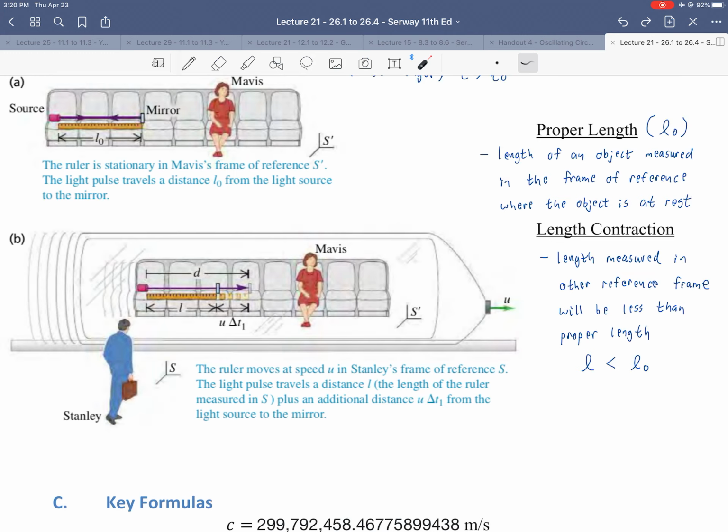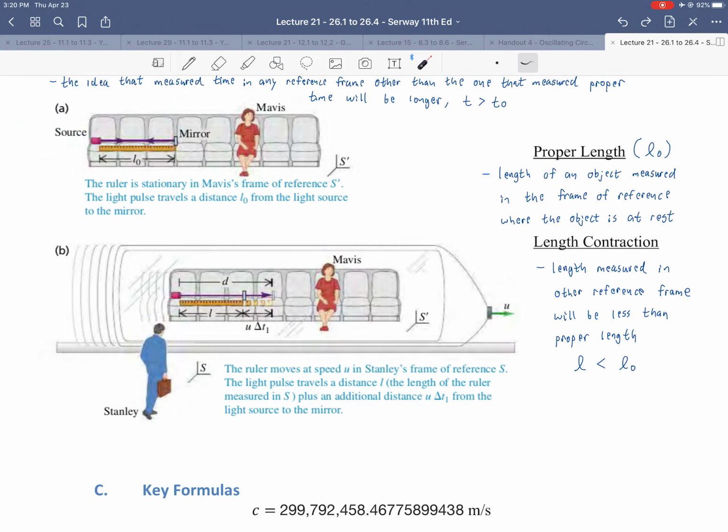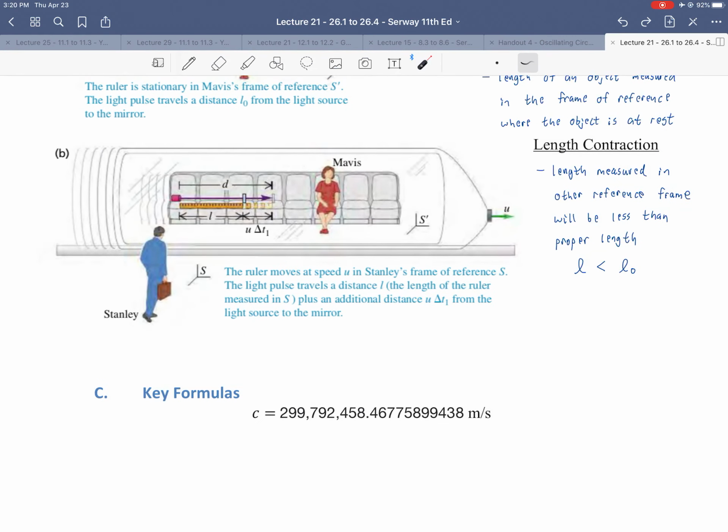Okay? So the length will appear to basically have covered a shorter distance. The ruler will be contracted, it will be shortened from the reference of Stanley. Okay?